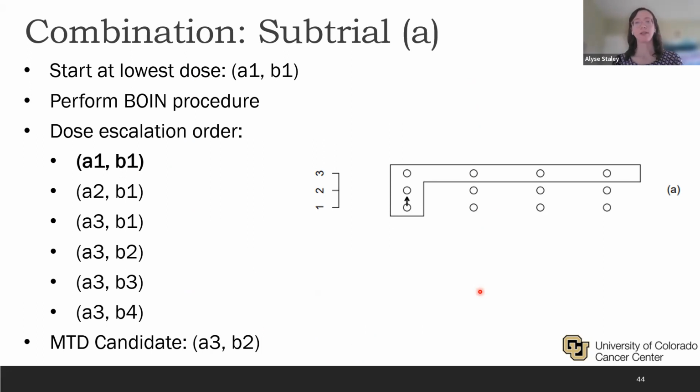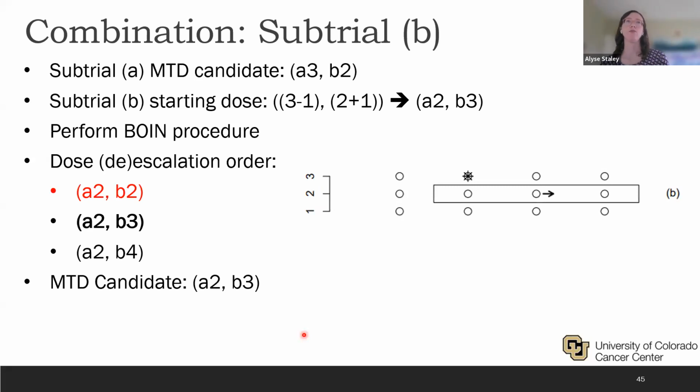Then we go through the BOIN escalation and de-escalation rules just as before, and we follow the order of escalation dictated by this subtrial. In this case, A1B1 is our starting dose, and we're going to escalate A first. So if the BOIN design tells us to escalate, we'll go up to A2B1. If we escalate again, it will go to A3B1 and then start escalating along B. Let's say we performed this entire trial and we ended up with an MTD candidate of A3B2.